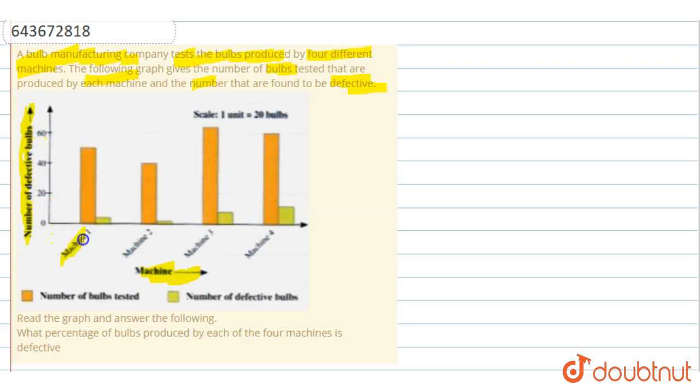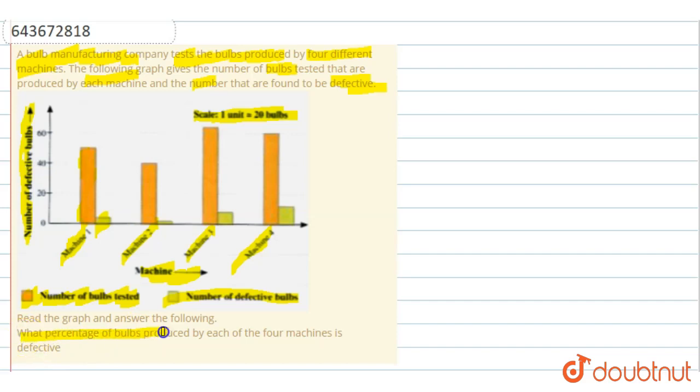This is for machine number 1. The orange portion is for the number of bulbs tested, and the small yellow portion is for the number of defective bulbs. Then machine 2, machine 3, machine 4, and the scale is given: 1 unit is equal to 20 bulbs. Read the graph and answer the following.